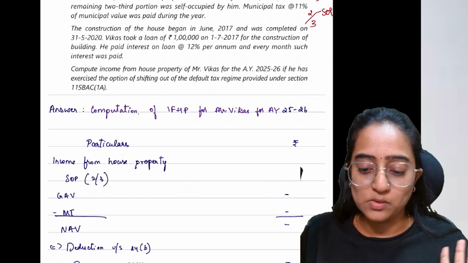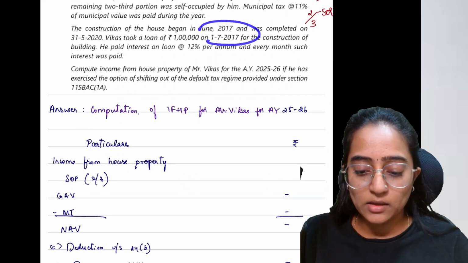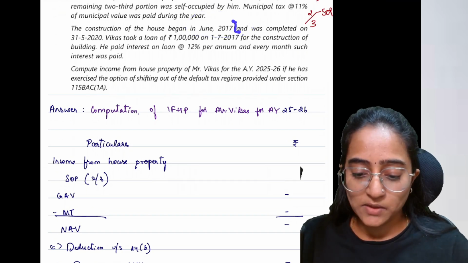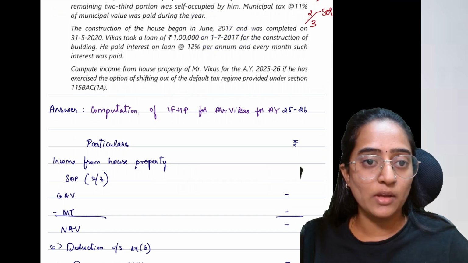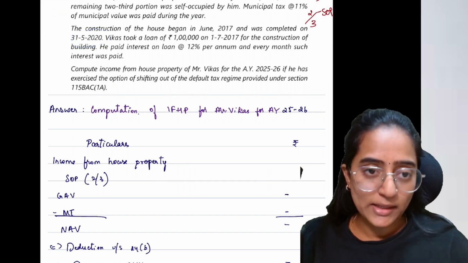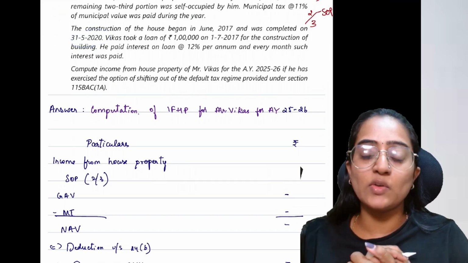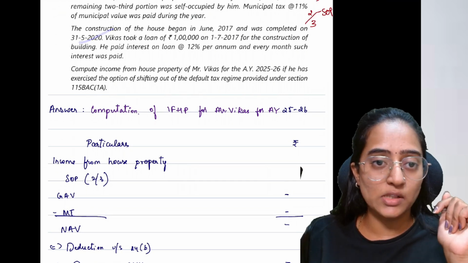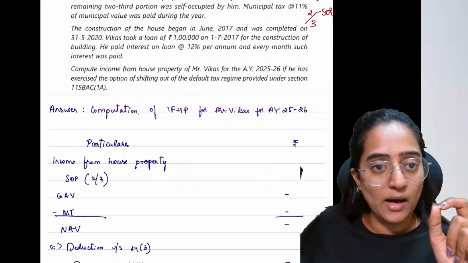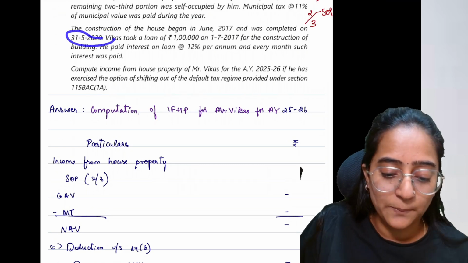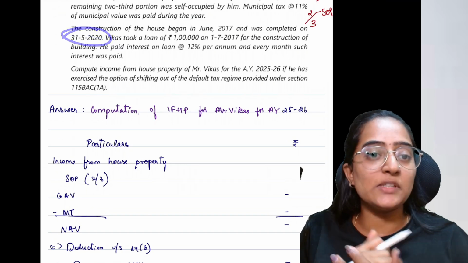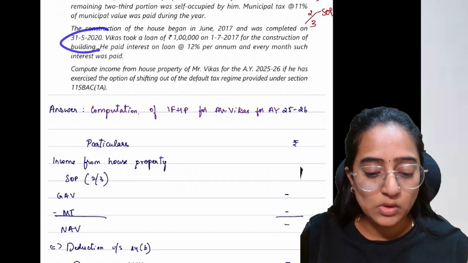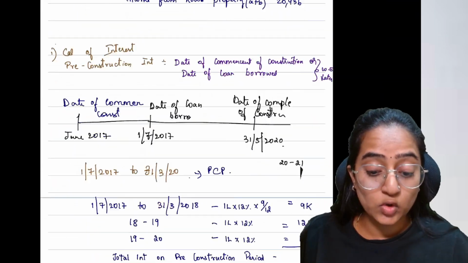So let's take it one by one. First of all, when was the loan taken? On 1/7/2017, that is July. The construction began in June. So you have to take whichever is later, so you take July as the starting point. The ending point would be 31/5/2020, right? But for the purpose of income tax, to calculate the pre-construction interest, you're not going to take 31st May 2020. You take the 31st March immediately preceding it, that is 31st March 2020.